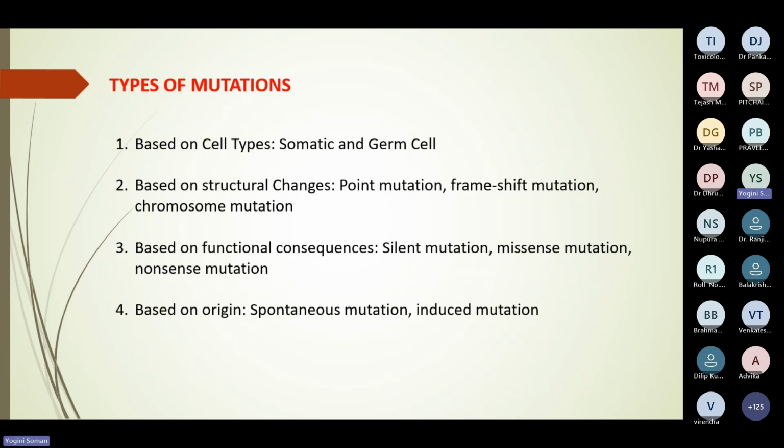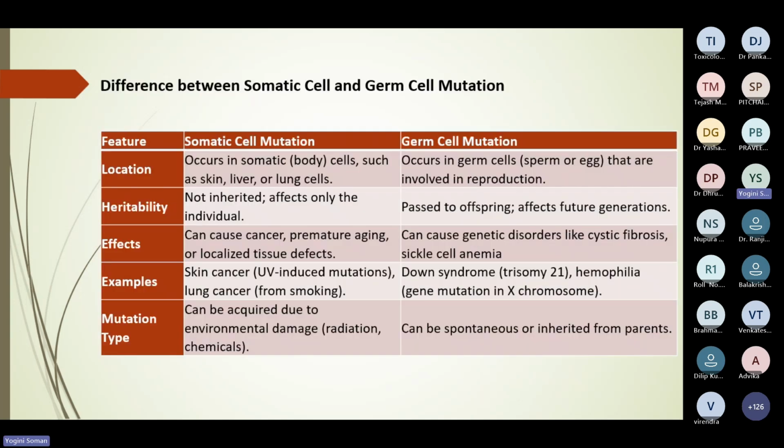Then types of mutations. There are four different types of mutation. First is based on cell type. Second one is based on the structural changes. Third one is based on the functional consequences, and the fourth one is based on the origin. First is based on the cell types, that is somatic and germ cell. So what is somatic and germ cell mutation?